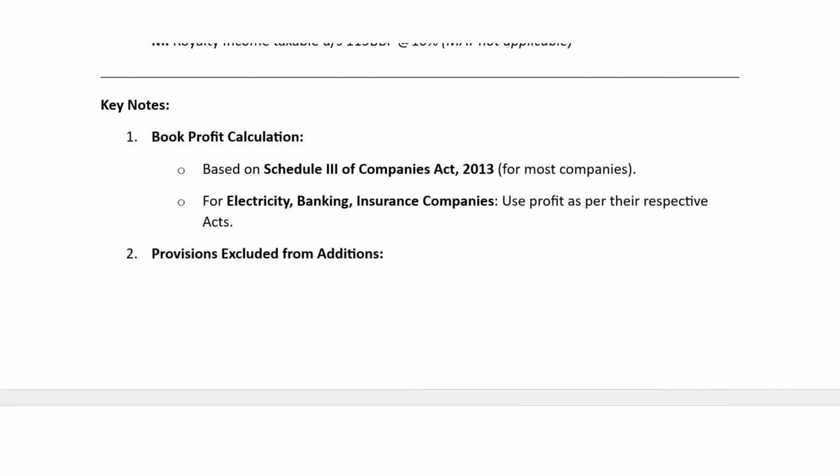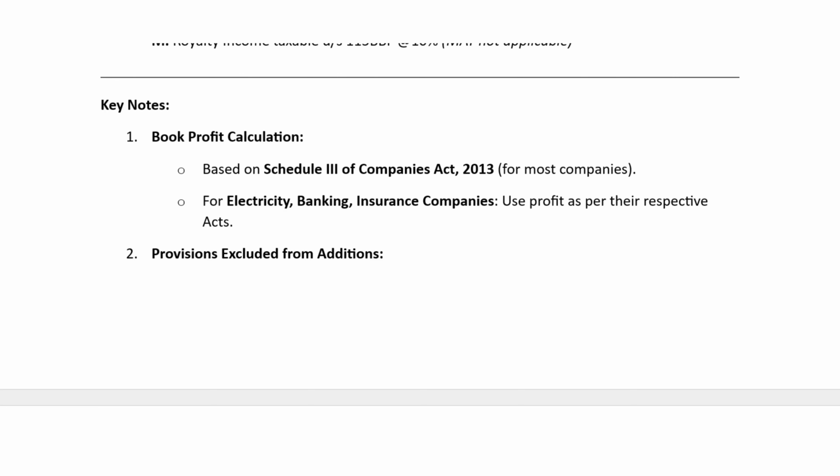So these are all the adjustments of the book profit calculation. There are some key notes which we need to understand. One is that book profit calculation is based on the Companies Act. This is for most companies, and for electricity, banking and insurance companies, use profit as per the respective act.